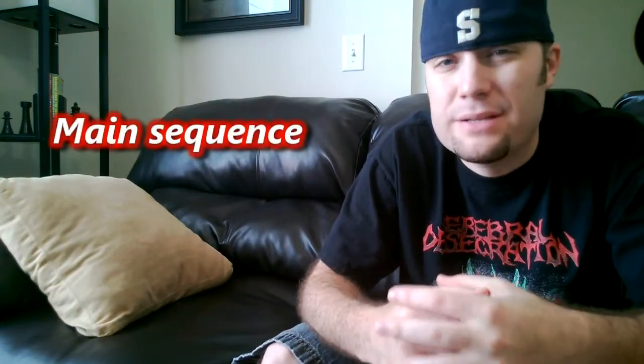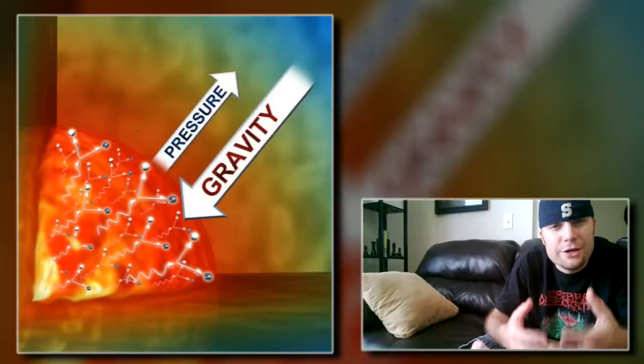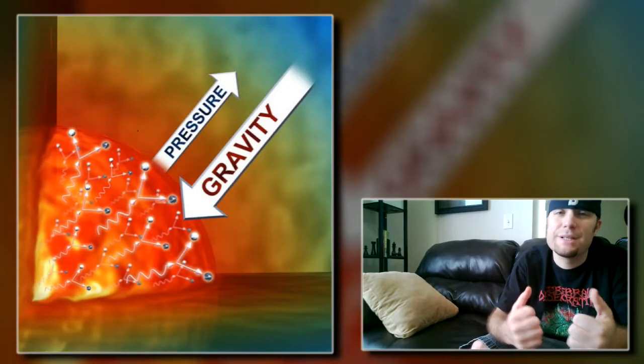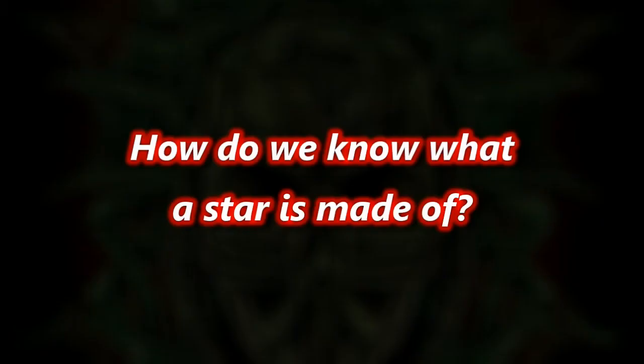A star lives out most of its life in a state that astronomers call the main sequence. Since the moment of the star's birth, gravity is constantly trying to collapse it down on itself. But during the main sequence, the energy produced in the star's core produces an outward pressure that exactly counterbalances the inward pressure of gravity.